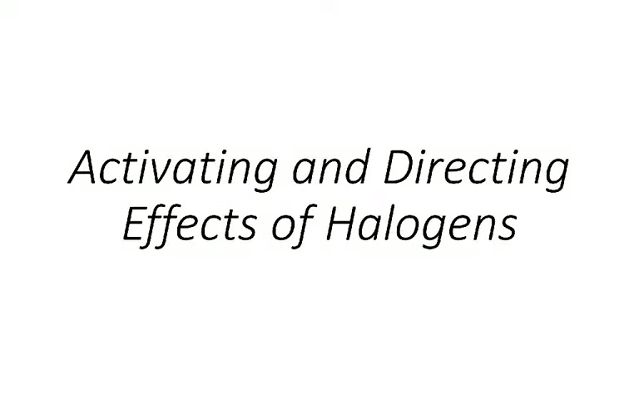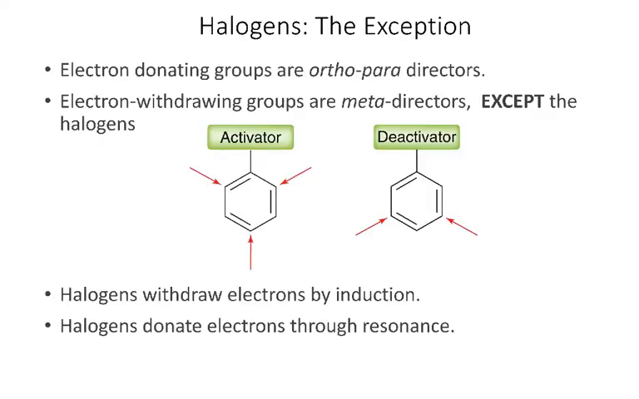Alright, in the last two videos, we've seen that activating groups tend to be ortho-para directors, and deactivating groups tend to be meta-directors. The halogens are an exception to this, and an exception for another reason, and so we want to consider them separately. Electron donating groups are generally activating groups, and they're ortho-para directors. Electron withdrawing groups are generally deactivating, and they're meta-directors. The exception to this is the halogens.